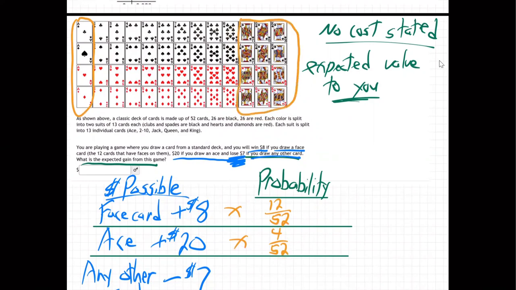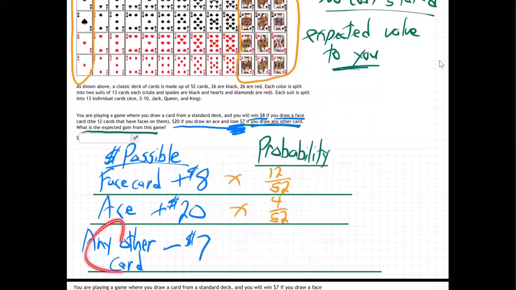Okay. Then the last condition is any other card. Well, what's the probability we're going to get any other card? It's going to need to go right here.